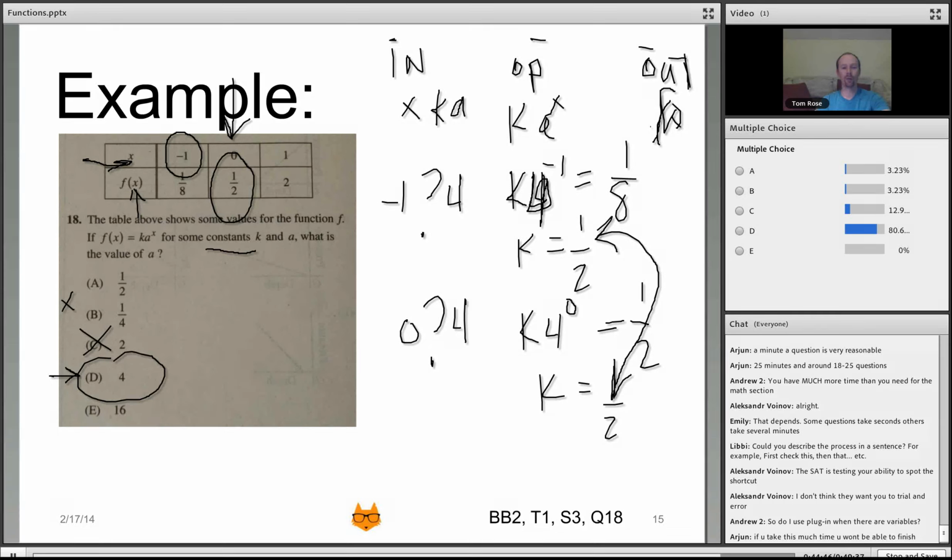So you really do need both skills at the end of the day, right? You need to be able to keep track of your input, your operation, your output. That's a valuable skill. That's what we're learning right now. That's the purpose of this presentation.